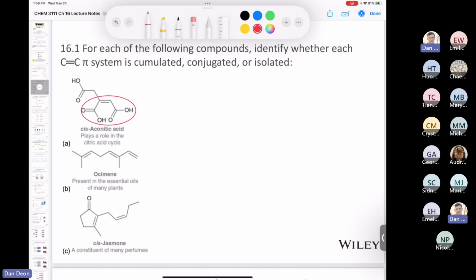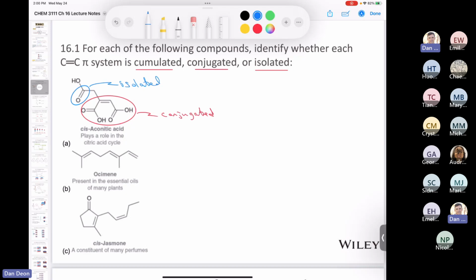Right, you've heard of the enzyme aconitase, maybe. Anyhow, this part in red, how would you describe that? Would you describe it as cumulated, conjugated, or isolated? Anybody? Yeah, thanks. That would be conjugated, absolutely. So conjugated, there we go. All right. So we got that one. What about this one in blue? If I put this guy up in blue here, how would you describe this one? Yep, thanks, Maria. Absolutely, that's isolated. Perfect.